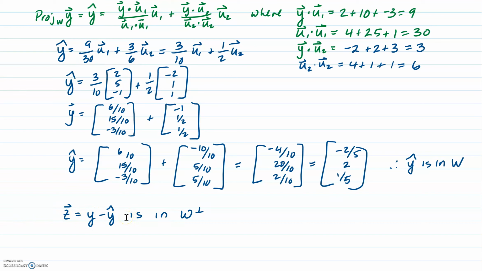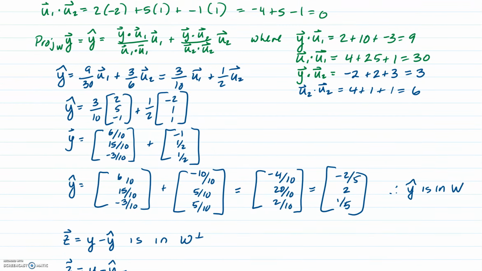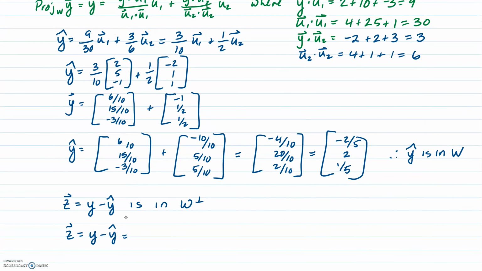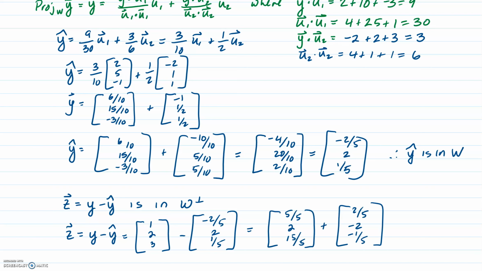So z again is equal to y minus y hat, which is in W complement. That's what we proved before. So what is y minus y hat? Y was given as 1, 2, 3. Y hat we just found, negative 2/5, 2, and 1/5, and that would be the z. So making the first and last terms common denominators of 5 and adding the opposite, we have that z is going to be 7/5, 0, and 14/5.